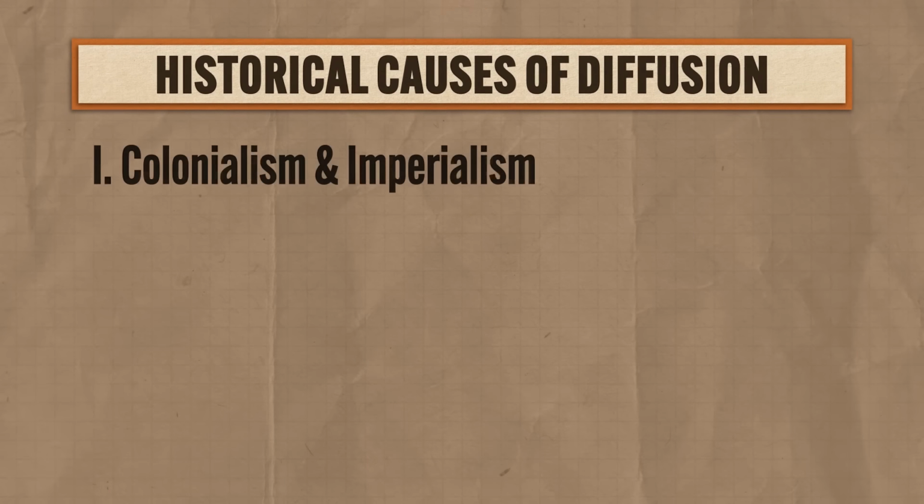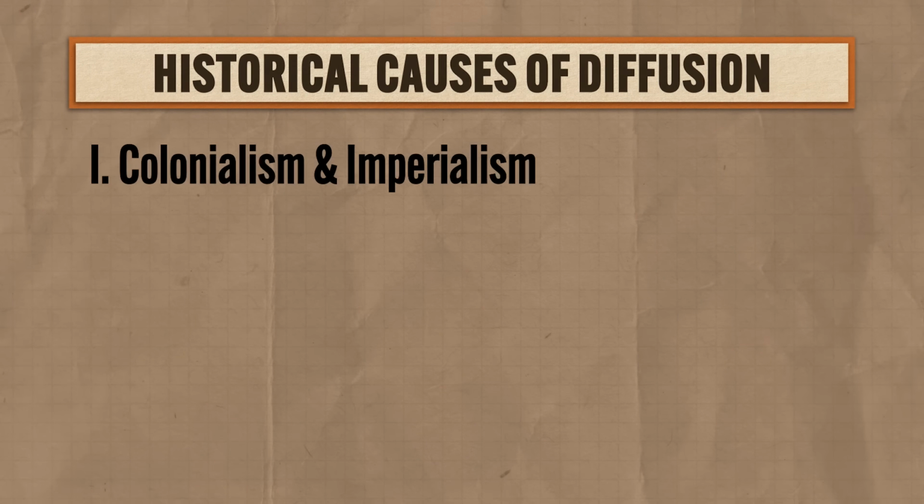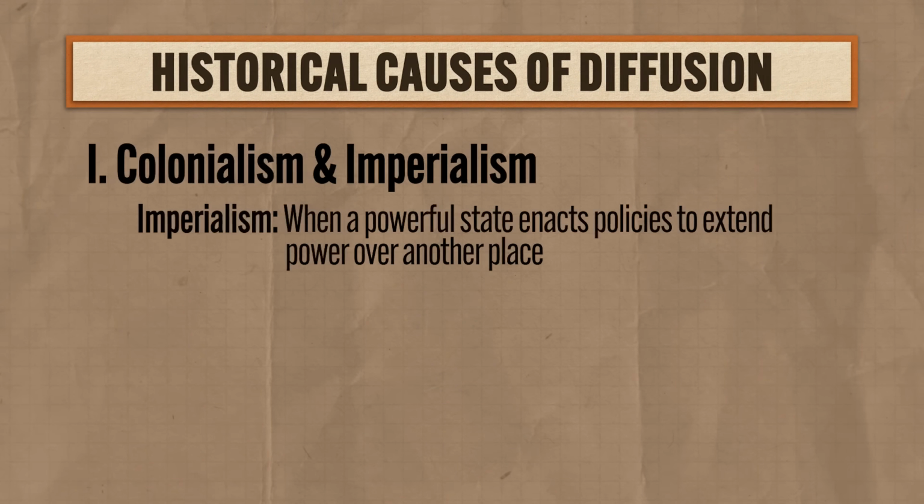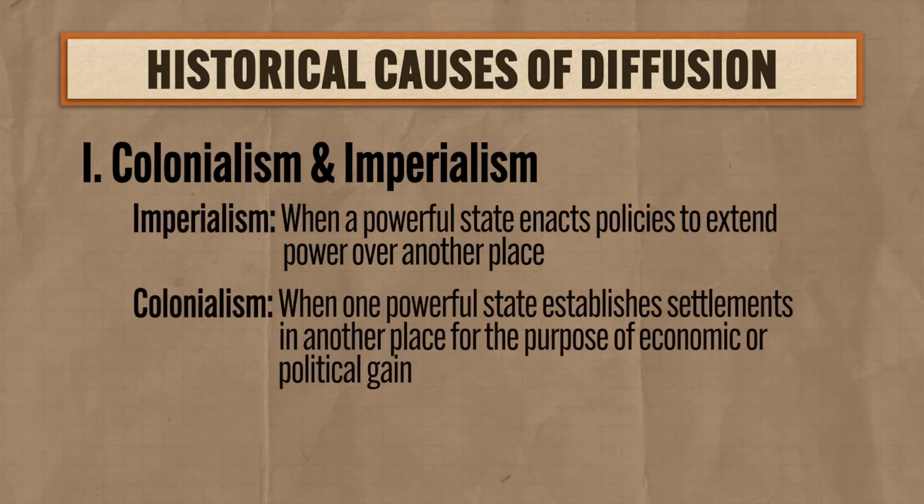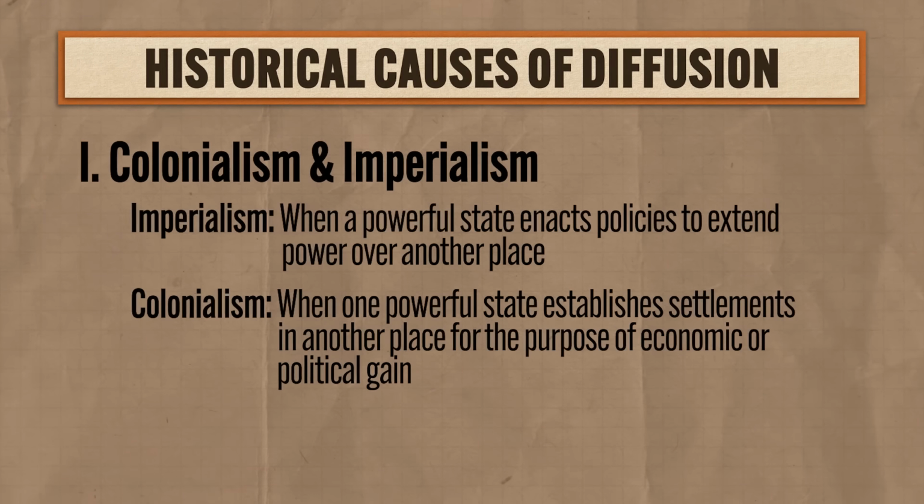So first, let's begin with diffusion through the processes of colonialism and imperialism, and I reckon we need some definitions first. Imperialism is when a powerful state enacts policies to extend power over another place. Colonialism is when one powerful state establishes settlements in another place for the purpose of economic or political gain. So colonialism is one kind of imperialism, but imperialism includes all sorts of different ways that one state can attempt to dominate another. You mowing what I'm growing?